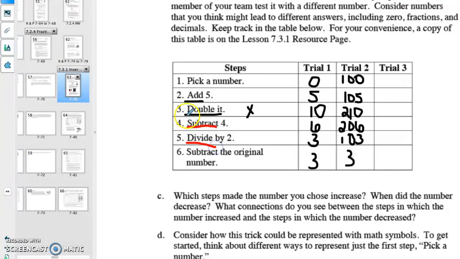divided. Okay, a lot of people noticed a connection here, adding and subtracting, right? Those are inverse operations or opposite operations. And doubling, which is multiplying, and dividing by 2, which is obviously dividing, are also inverse operations. So a lot of people notice that within these steps, what you did to make something larger, you undid it to make it smaller. So that kind of helps us pick up this trick a little bit.